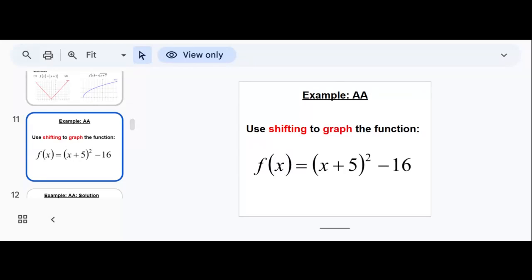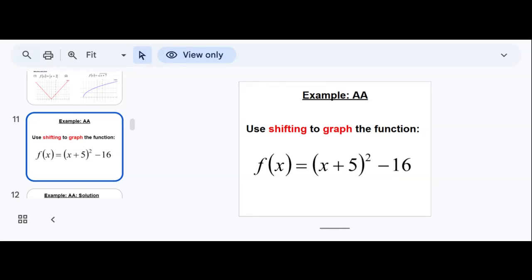Okay. Now here it says use shifting to graph the function f of x equals (x plus 5) all squared minus 16. So what shape is this first? That's a parabola, yes or no? Yes. And negative 16, move it to where? Up or down? Down. How many units? 16. Now the 5, left or right? The 5 is left. Why left? Because it's inside and it makes it go to the left.